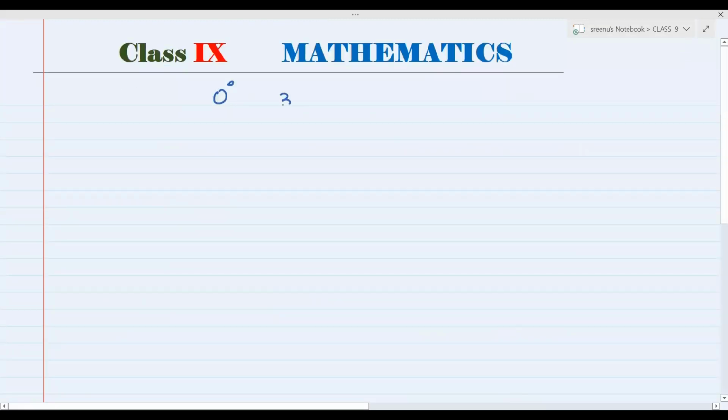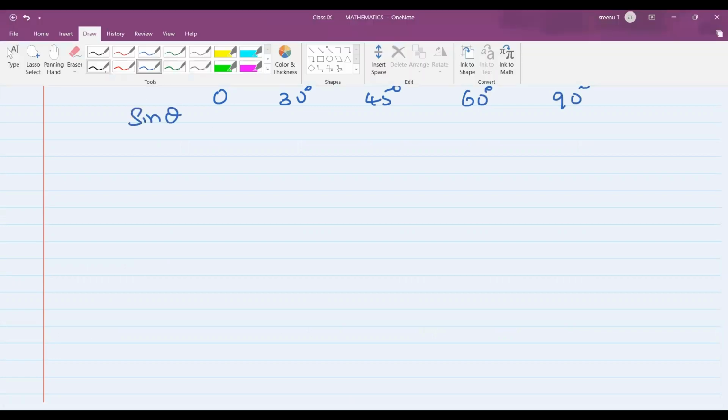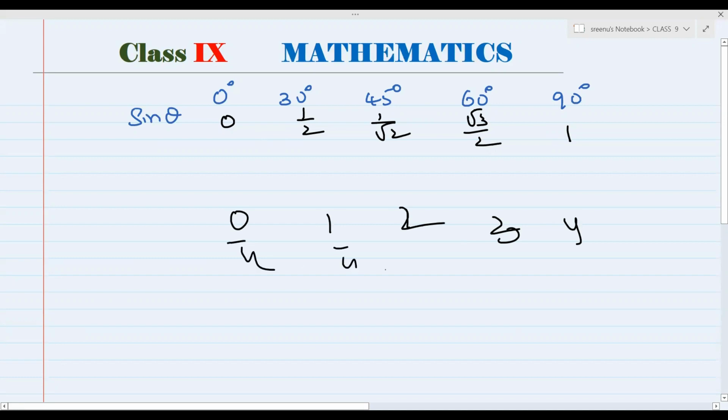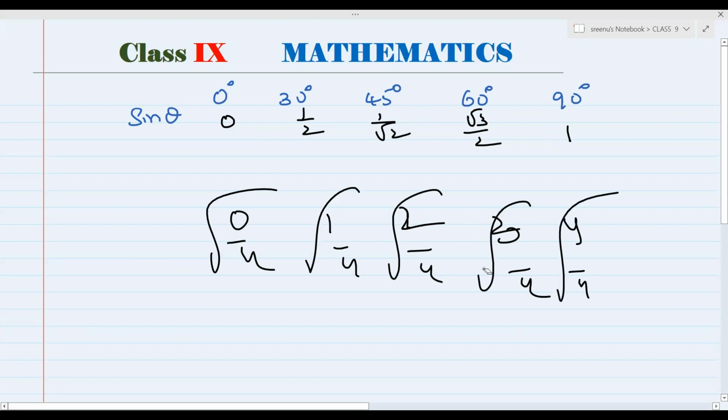Neatly, 0 degrees, 30 degrees, 45 degrees, 60 degrees, and 90 degrees. Sine values: 0 is 0, 1/2, 1 by root 2, root 3 by 2, 1. I did not use any concept directly because I can remember. Suppose you get confused, you use that logic: write the numbers 0, 1, 2, 3, 4, then divide by 4 and take the square root. You won't get any confusion. This is the hint.